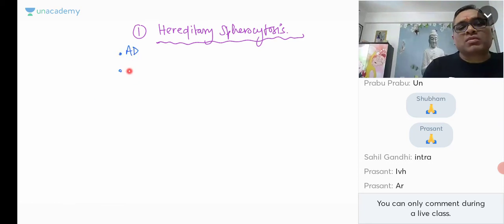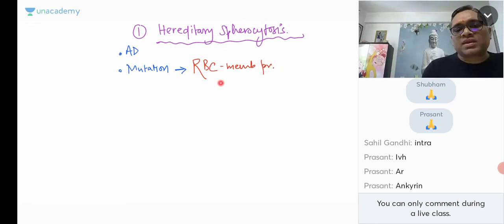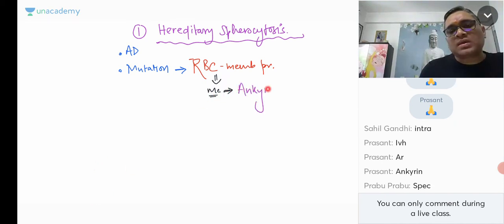And what is the problem? The problem is a mutation. Mutation in which gene? Can you tell me in the comment box? Mutation in the RBC membrane protein encoding genes. So I understood, RBC membrane protein encoding genes are having mutation. Which gene is having the most common mutation? Yes, very good. Ankyrin. Very nice. Ankyrin is the most common.